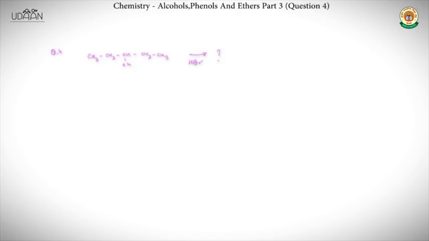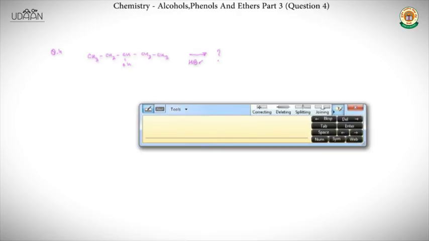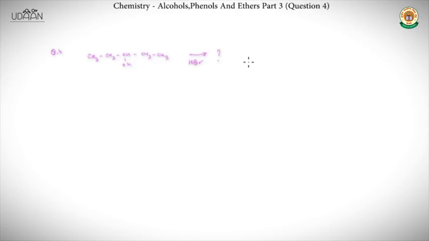A normal H+ Br- is going to be added, and a carbocation will be formed, and Br will be substituted in the solution. Is it not very easy? It seems so at first look. And I think it's easy. Let us see.